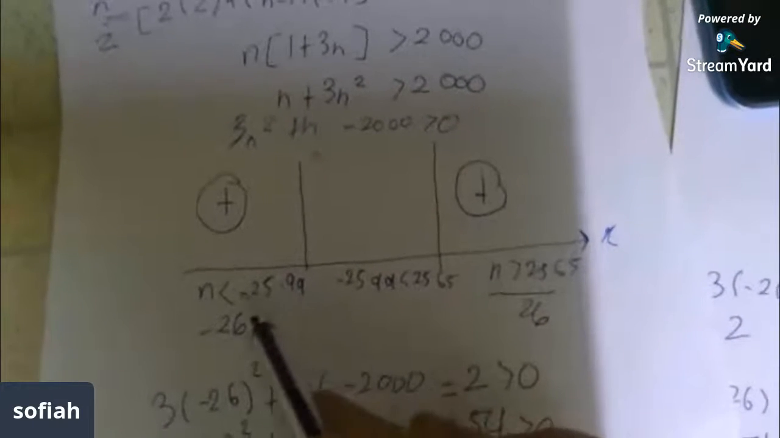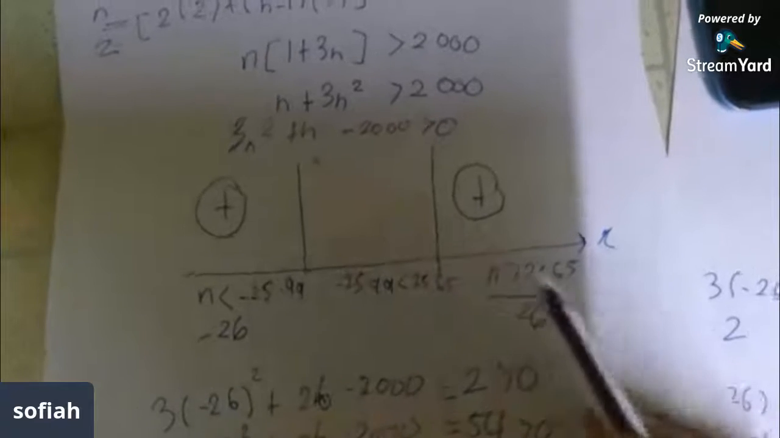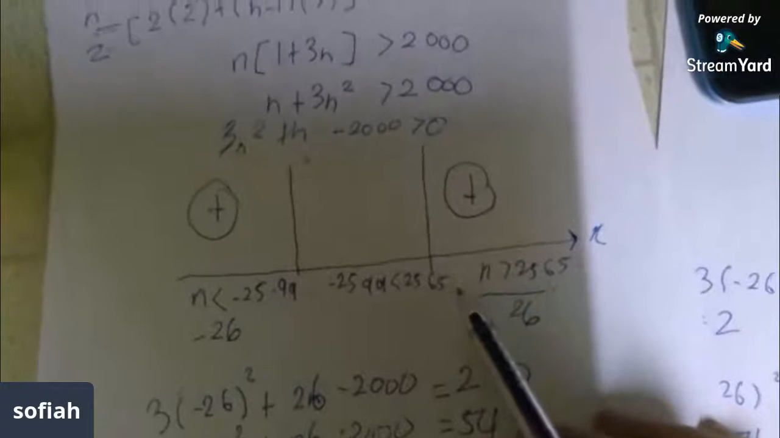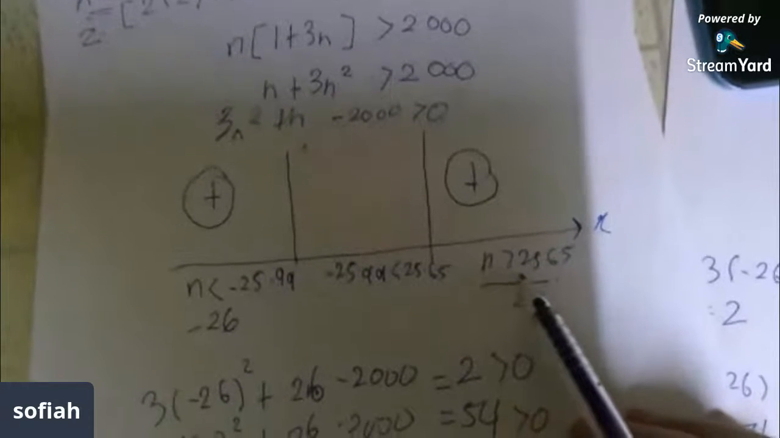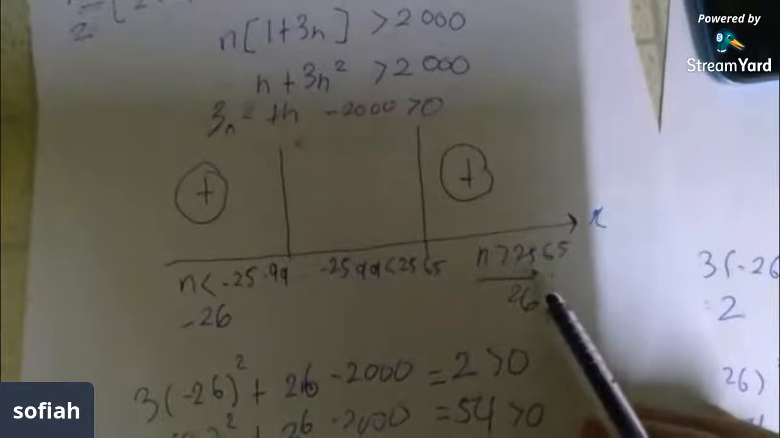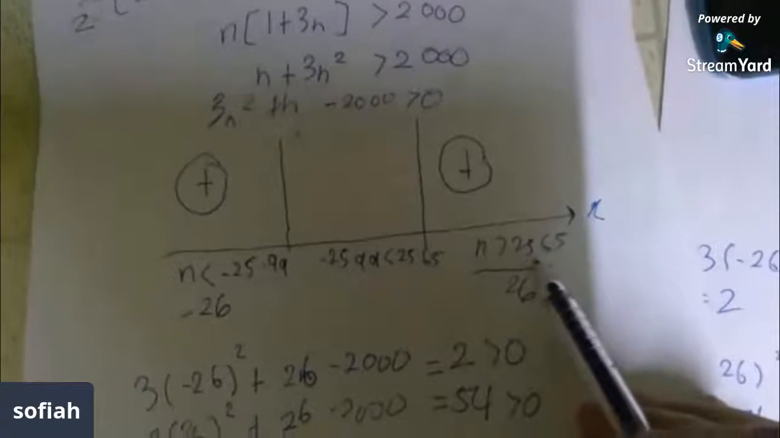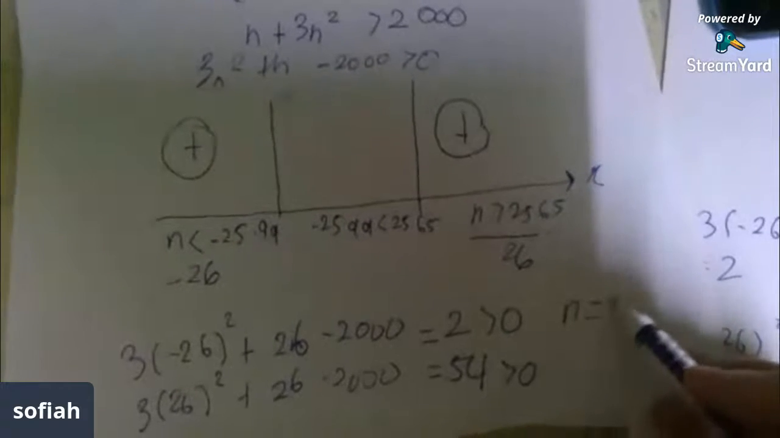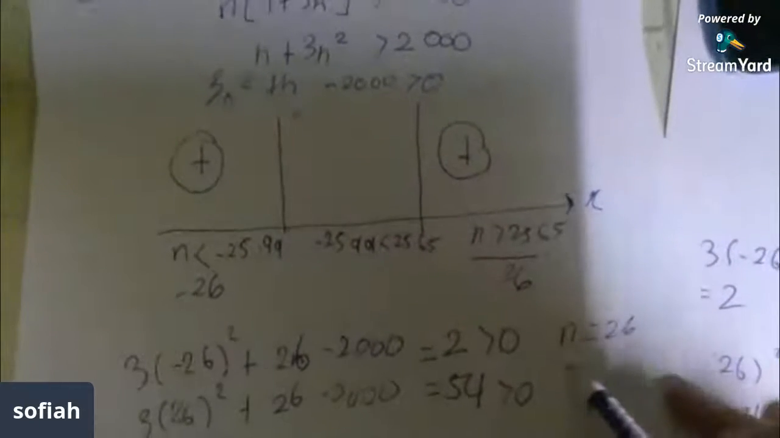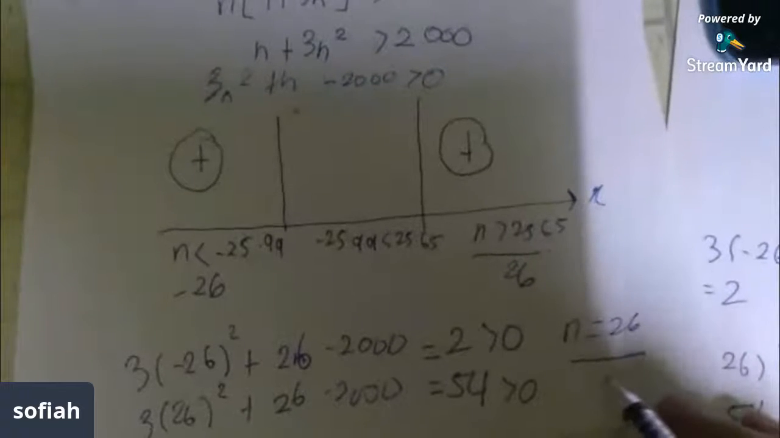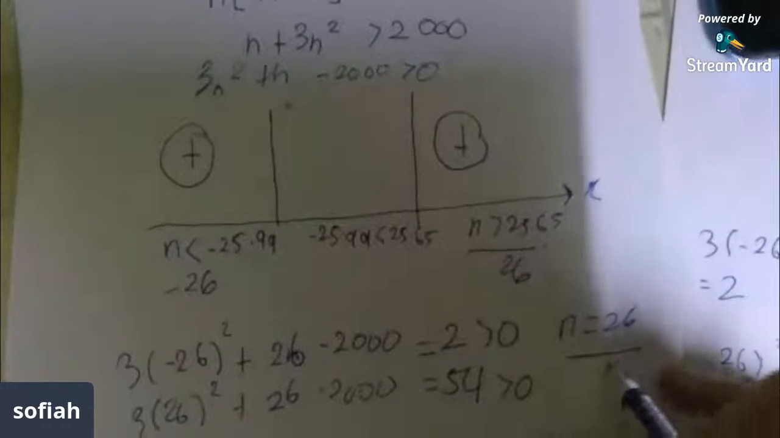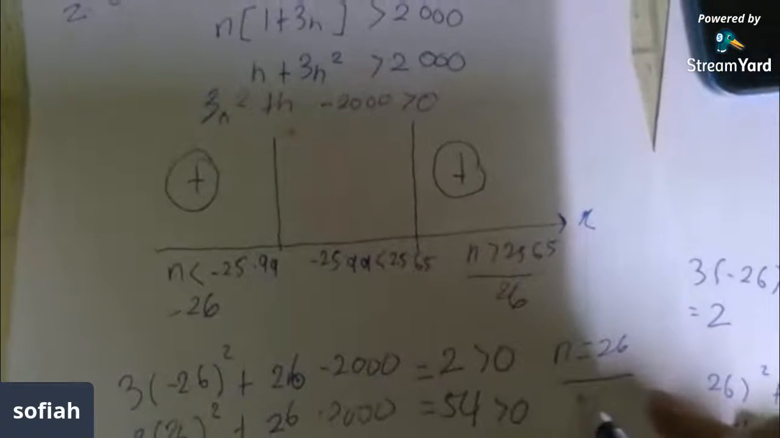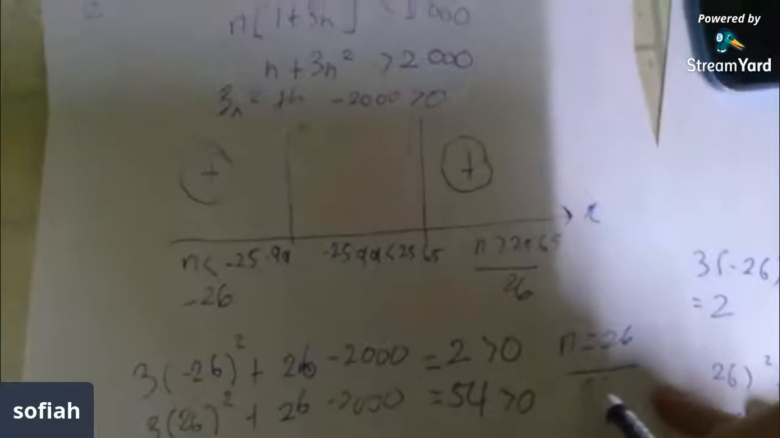We don't use this because this is negative value. So we just use this as our answer. Then we will get n more than 25.65 and we round off the value and we will get the answer n equal to 26. So this means that 26 days is the minimum day that 1000 holes were made.